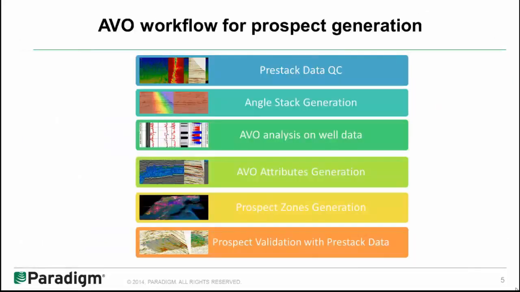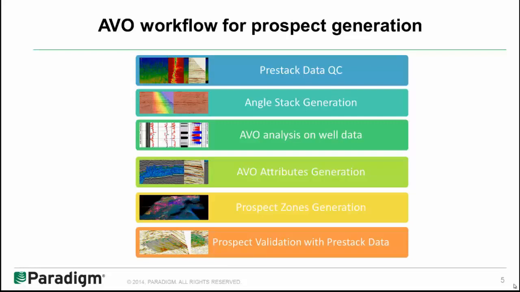First of all, we're going to look through the AVO workflow that will enable us to generate hydrocarbon prospect areas. Thanks to our new Gather Conditional tool, we will be able to QC our input data quickly and efficiently. Once our data is ready, we will generate angle stacks, and we will also perform the AVO attribute generation and prospect zones generation, so we can validate our prospect zones with the pre-stack data and generate our maps of the prospect zones.